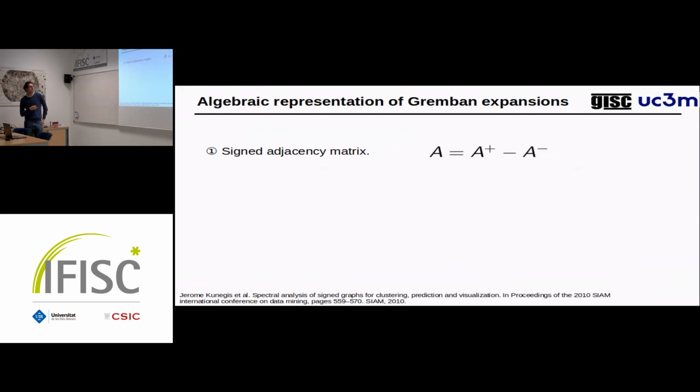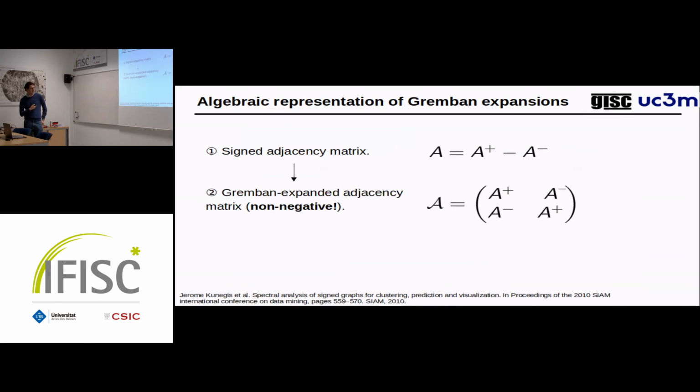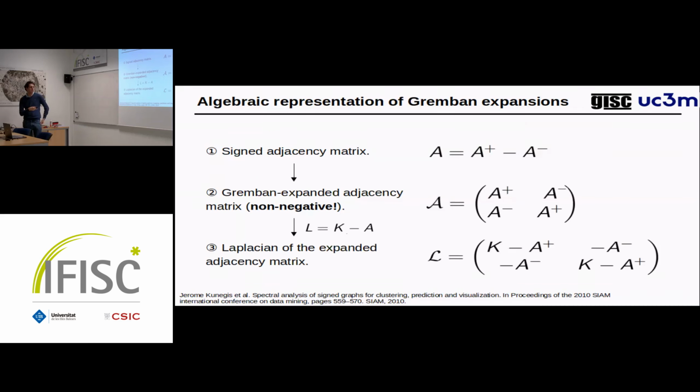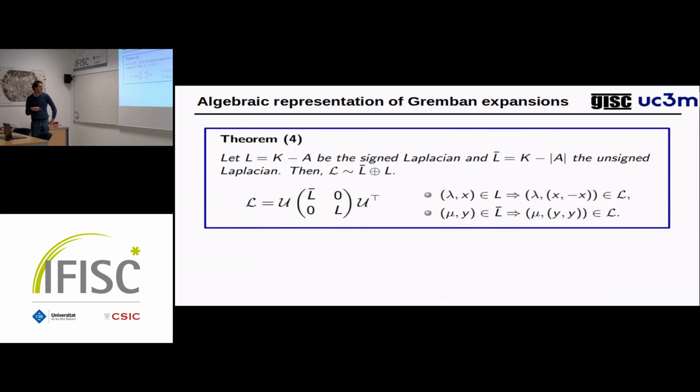So we start with the adjacency matrix, and in this case, we will split it in the submatrix containing the positive edges and the submatrix containing the negative edges. One can show then that the Greenbank expansion has an adjacency matrix of this form, A plus, A minus, A minus, A plus. And then we compute the Laplacian in the expanded space, and it would look something like this. And this expanded Laplacian has a very powerful property, which is that it can be block diagonalized. And the blocks of this block diagonalization are not random matrices, but are precisely the Laplacian of the unsigned network and the Laplacian of the signed network.